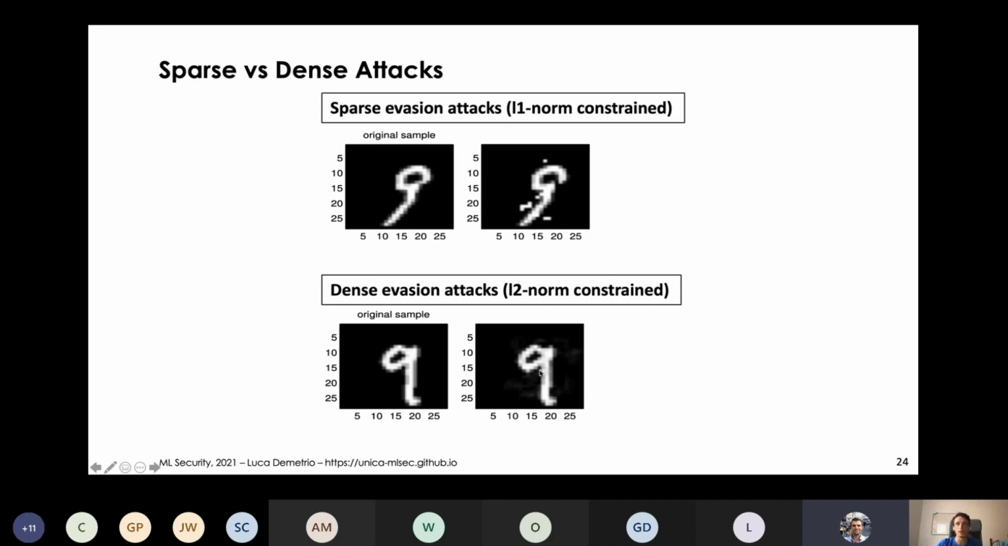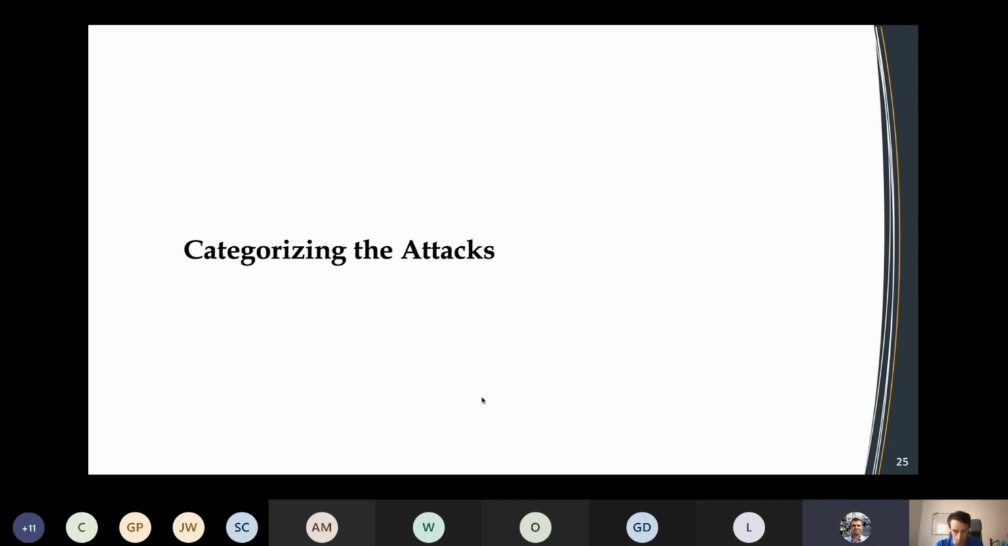If you think about FGSM, that's exactly the case. You're spreading the perturbation all over the image. While if you want to be as conservative as possible, you go to JSMA, and you just count how many pixels you're editing. This is how sparse the perturbation gets. So this was a small recap on how norms affect the attacks that you are using.